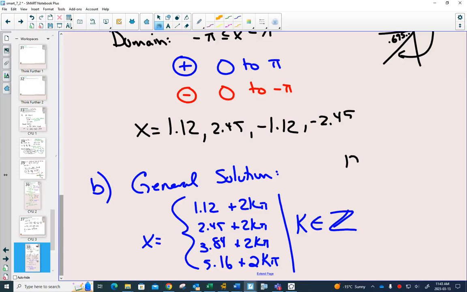So questions you can do for practice here. Circle 12, 13, and 14.